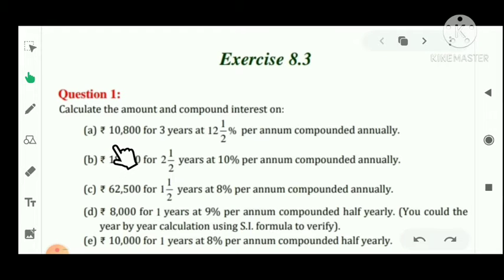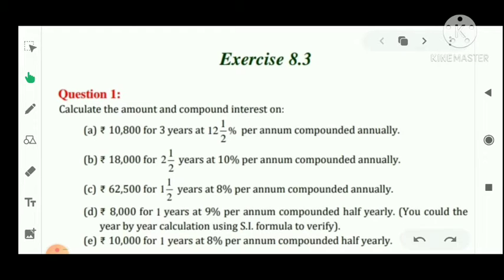In the A part, you can see rupees 10,800 for 3 years at 12 whole 1 upon 2% per annum compounded annually. For these types of questions, you have to follow the formula. The amount formula is A = P(1 + R/100)^n, then the CI formula is CI = amount minus principal, and one more formula is SI = P × R × T / 100.